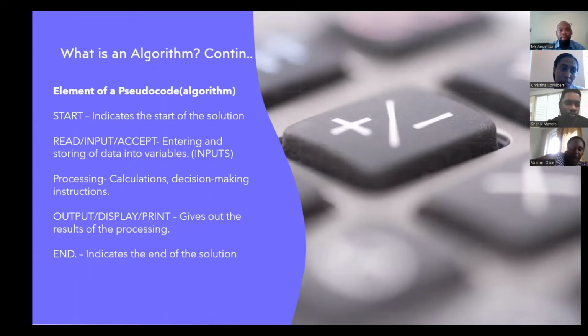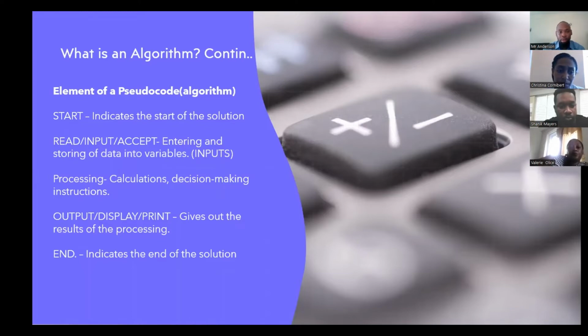Okay, so let's look at the elements of a pseudocode algorithm. So start, this indicates the start of the solution. You must begin your solution somewhere, and when you're writing your pseudocode, you must put in that start element. Next, we have read, input, and accept. These are used for entering and storing data into variables. You can use either one of them, read, input, accept, it's up to you. They all do the same thing.